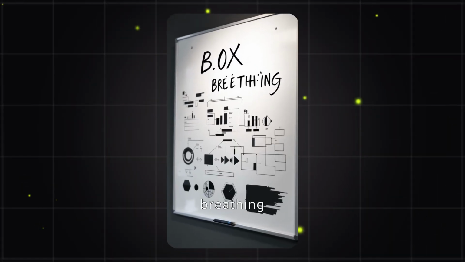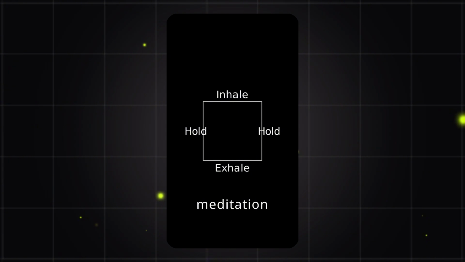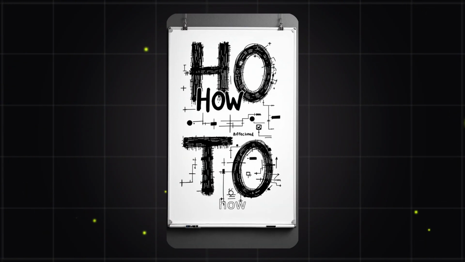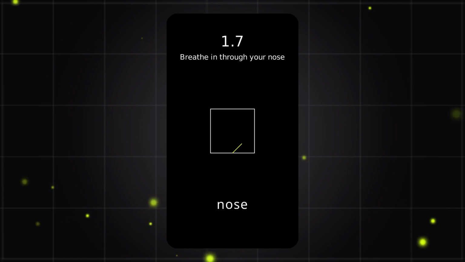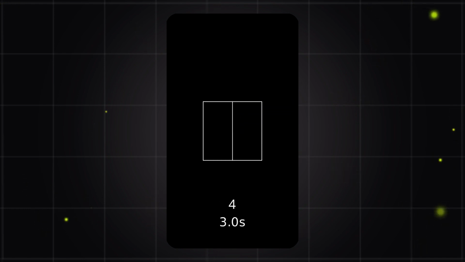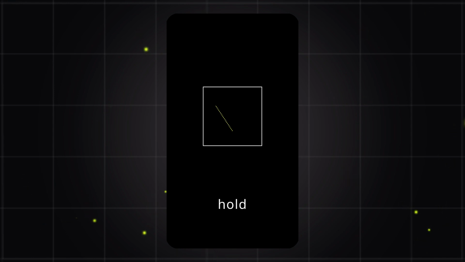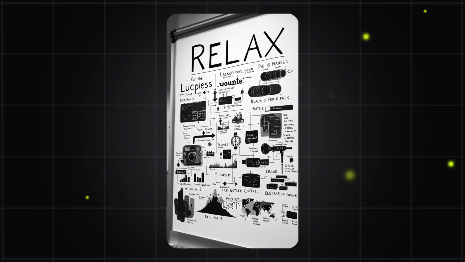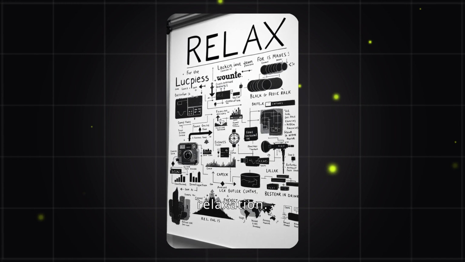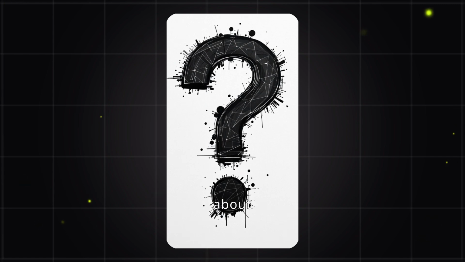How does box breathing work? This powerful meditation technique can calm your mind and body in just seconds. Here's how to do it. Breathe in through your nose for 4 seconds. Hold that breath for 4 seconds. Exhale slowly through your mouth for 4 seconds. Finally, hold your breath again for 4 seconds before starting the cycle anew. This simple yet effective method can reduce stress, improve focus, and promote relaxation. What's the most surprising thing about box breathing?